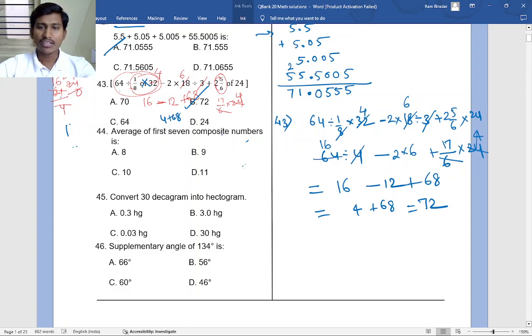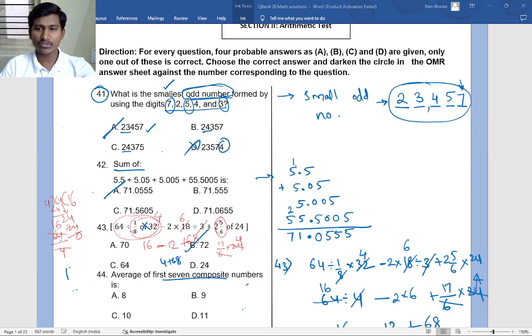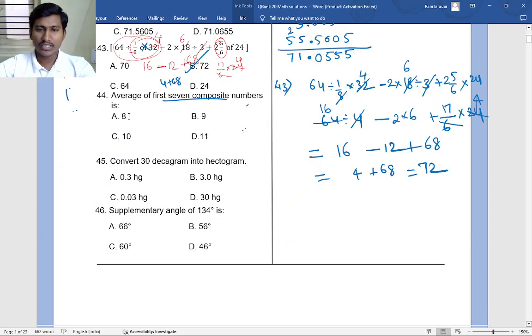Average of 7 composite numbers is, so they are asking average of 7 composite numbers. So you should know what you mean by composite number first. So composite numbers we know start from 4, right? That is the numbers which have more than 2 factors. Prime has only 2 factors, so composite is more than 2 factors. So 4 has 4, 2, 1, 3 factors, more than 2, right? So that is why it starts with 4. So they are asking first 7 composite numbers.